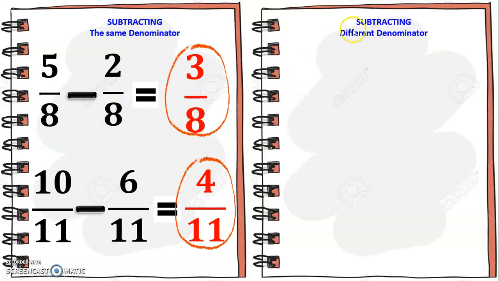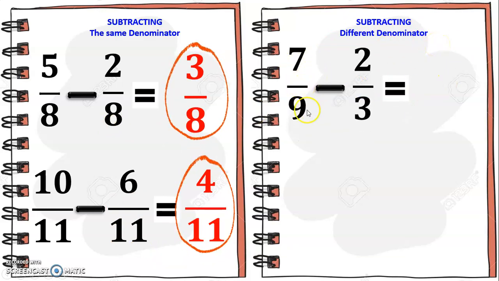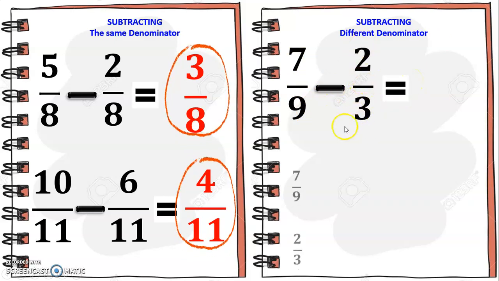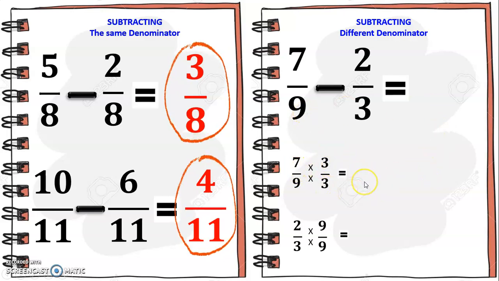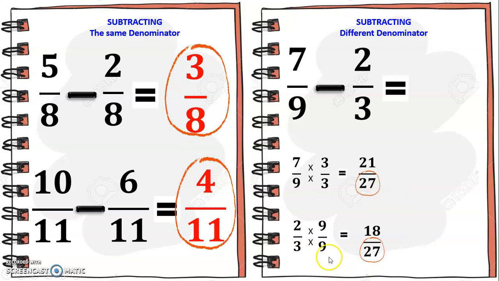And next, how about subtracting different denominators? We have here 7 over 9 minus 2 over 3. Again, kids, we're going to get the common denominator of each fraction. So 3 times 7 is equal to 21 over 27. And for 2 over 3, we multiply by 9: 2 times 9 is equal to 18, and 3 times 9 is equal to 27.